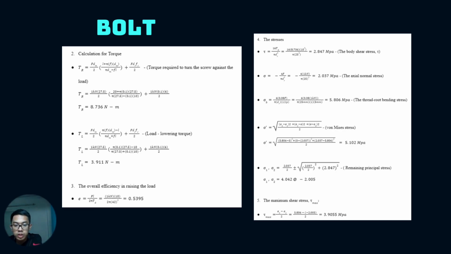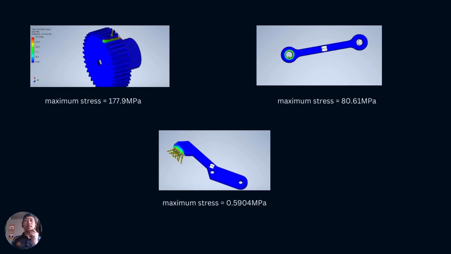And then for the principal stresses, we got the first as 4.042 and negative 2.005. After that, lastly, we calculate the maximum shear stress, which is 3.9055 megapascal. So next is the conceptual design.